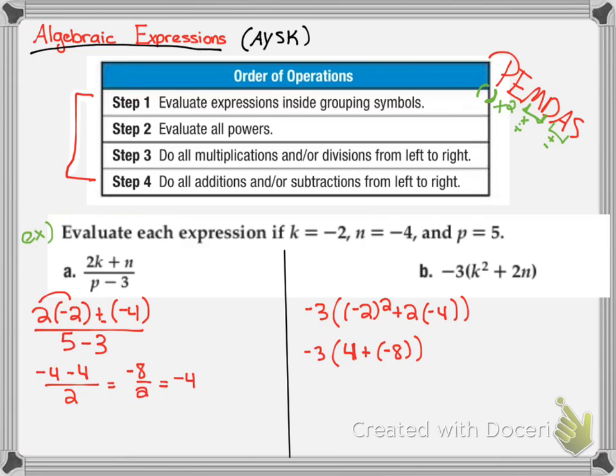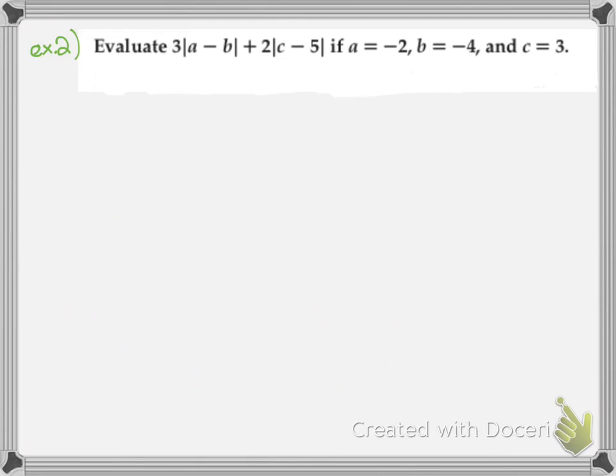Alright, we're going to evaluate those parentheses first. So that's -3, 4 plus -8 is -4. Alright, always do parentheses first if you can. And then we have -3 times -4, which we know is just a +12. Because negative times negative is always positive. Okay, so now we're going to look at our last example.